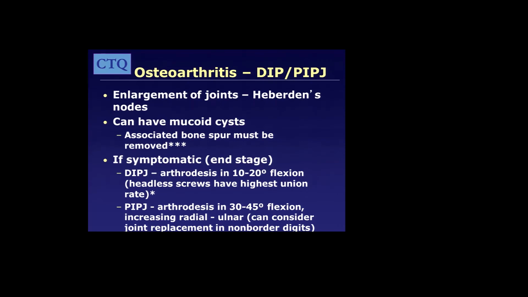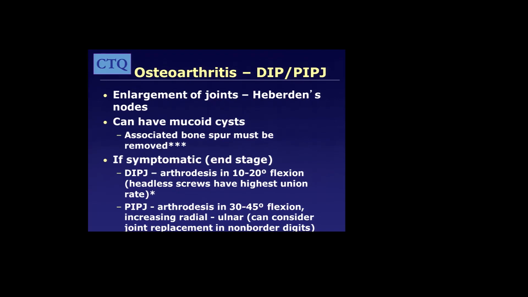As far as osteoarthritis of the distal interphalangeal and proximal interphalangeal joints, the enlargement of the joints is termed Heberden's nodes. In addition to the osteophytes, you can have what are termed mucoid cysts. Mucoid cysts are cystic prominences from the joint that are associated with an osteophyte. If you do surgery on these to remove the mucoid cyst, you need to remove the bone spur as well to diminish the likelihood of recurrence.